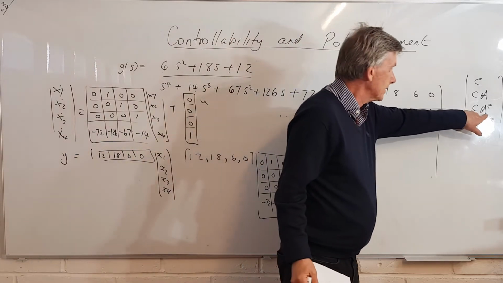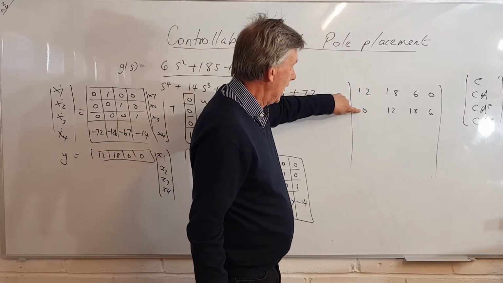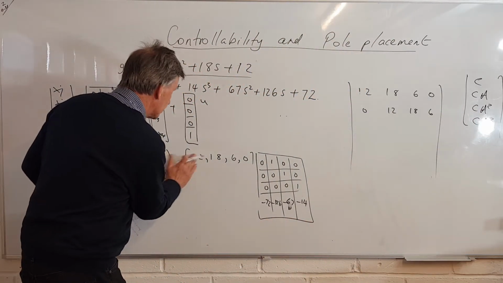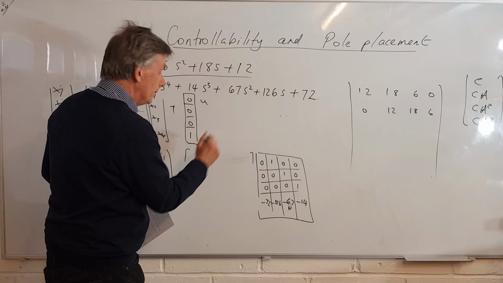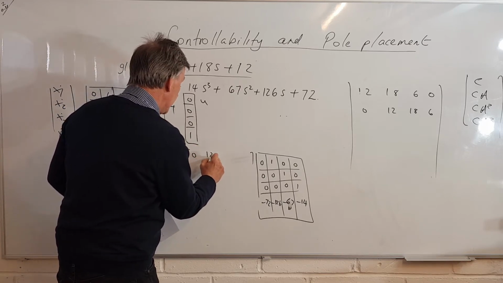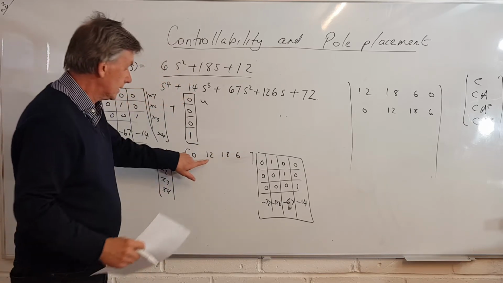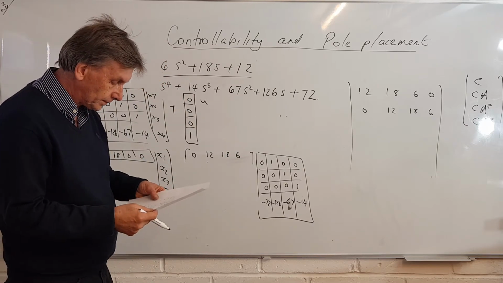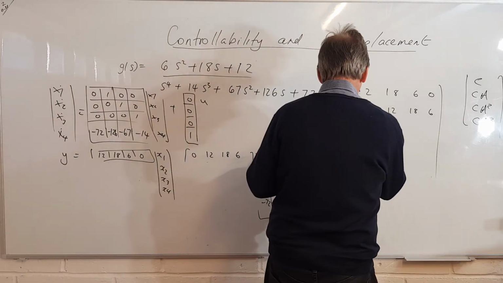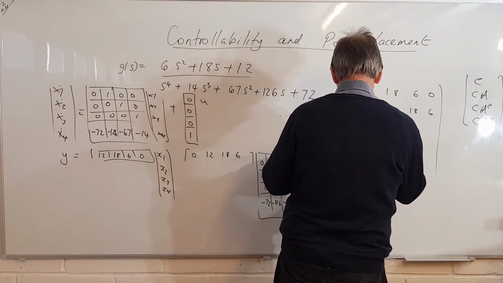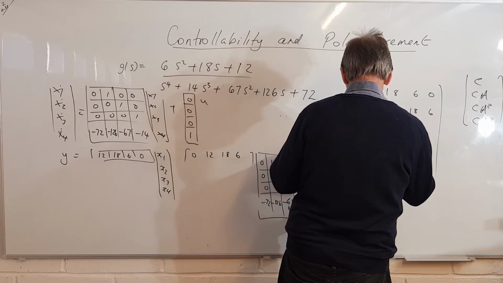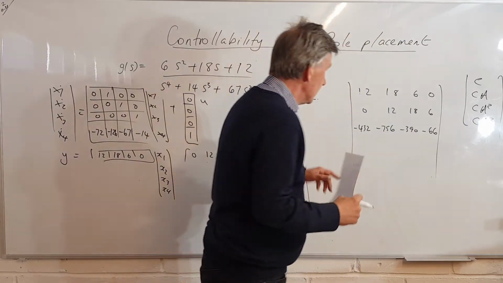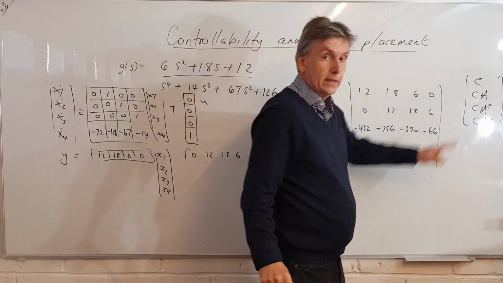So to get CA squared, we could multiply CA by A and it would give us CA squared. So if we change now this one here to 0, 12, 18, 6, this is CA, so CA times A gives us CA squared. This one slightly bigger numbers here, minus 432, minus 756, minus 390, and minus 66. This now represents CA squared.